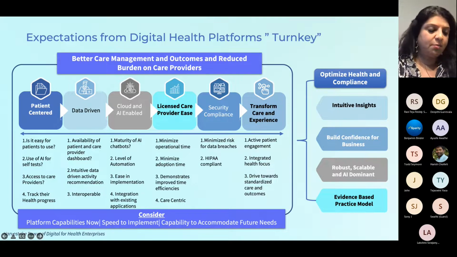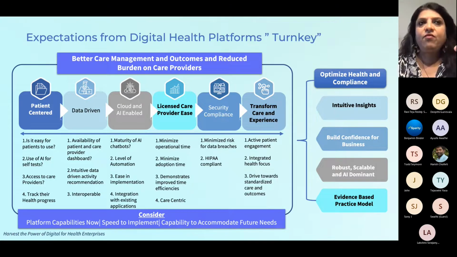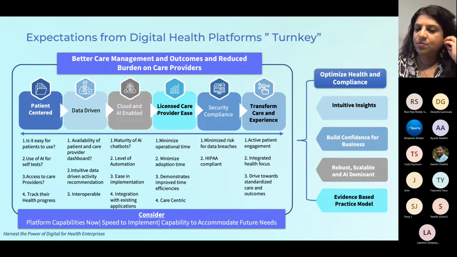Security, of course. Data breaches are a big thing right now. The Office for Civil Rights has paid a lot of attention to healthcare and data breaches. So we need to be really cognizant that for any digital platform we bring into the fold, their security systems, data breaches, and risks are all well assessed before you actually adopt that platform. Last but not least, how do you really create active patient engagement?